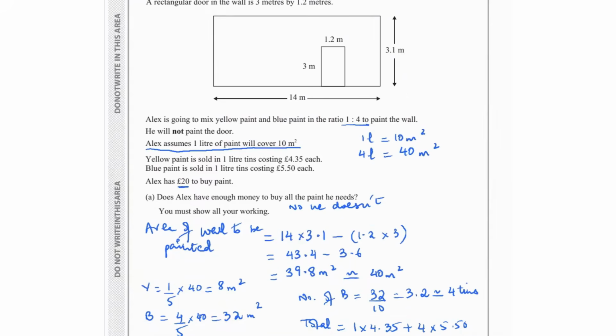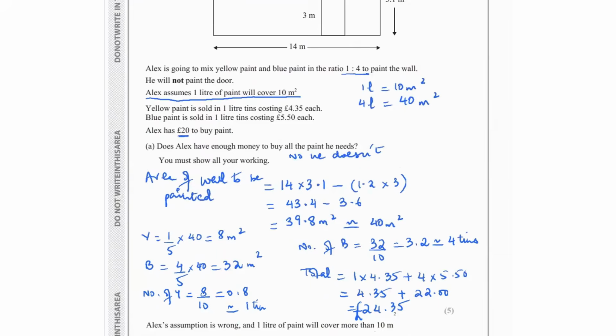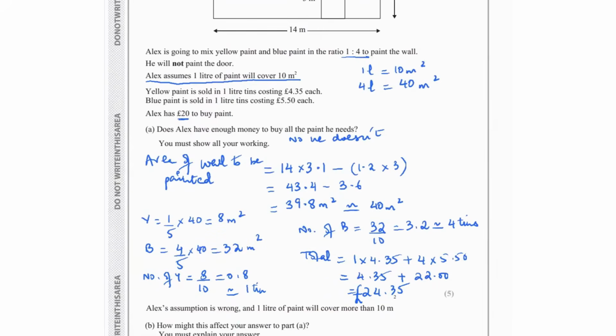Then we find the number of tins that will be needed for blue and yellow. So for yellow, we divide 8, which is the area that's going to use the yellow paint, by the area that 1 liter of tin covers. So 8 over 10 gives us 0.8. We round that to 1 because we can't get a partial tin, it has to be one whole. Similarly, for blue, we do 32 divided by 10, which gives us 3.2, and we round that to 4 tins.